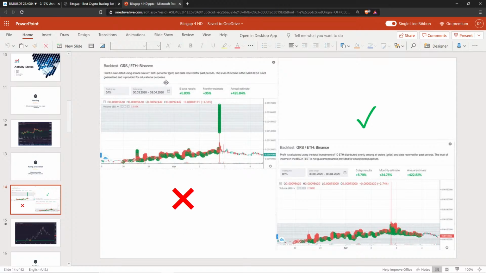So on the left side, that's the example of the bot trading without this built-in security mechanism. Without this security, you would get stuck with all of your buy limit orders executed at the highest price as the pump occurred.